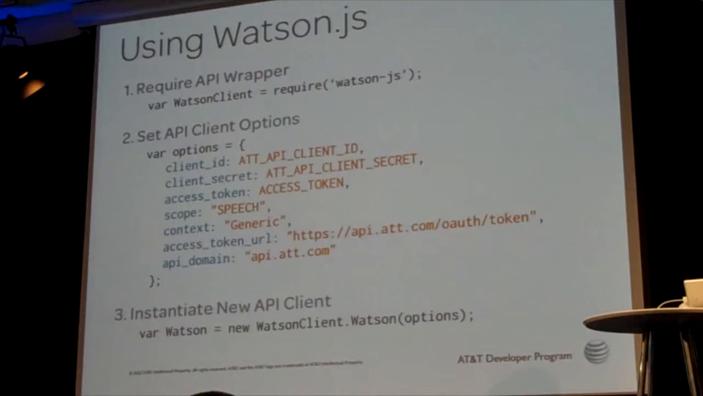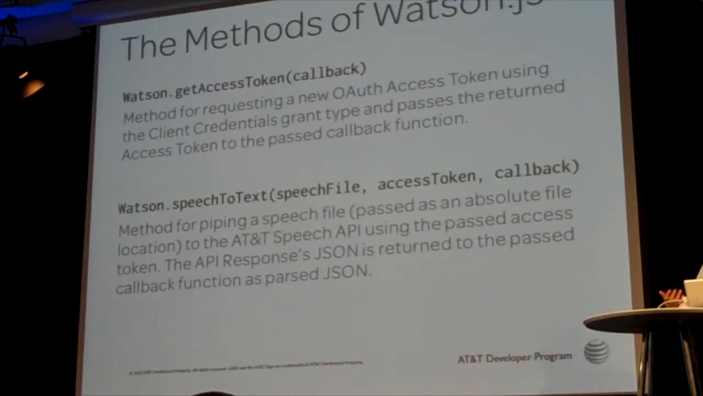Once you've done that, you instantiate the client, and then you have access to the two main methods of Watson. And this is what, if you write your own API wrapper in any of the other languages, or if you're just using one of the ones we've already built, you're going to have basically two methods that you're going to interact with.